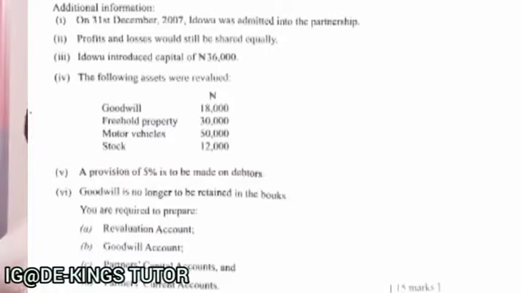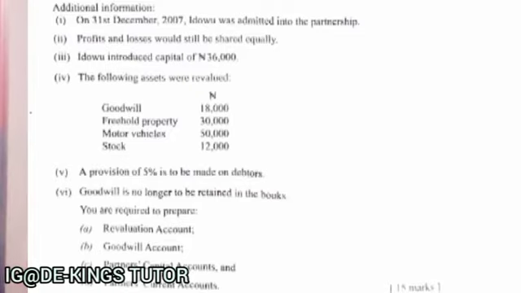Okay, now it said additional information. On 31st December 2007, Idowu was admitted into the partnership. Profit and losses would still be shared equally. Idowu introduced capital of 36,000. The following assets were revalued: Goodwill 18,000, freehold property 30,000, motor vehicles 50,000, stock 12,000. A provision of 5% is to be made on debtors. Goodwill is no longer to be retained in the books.